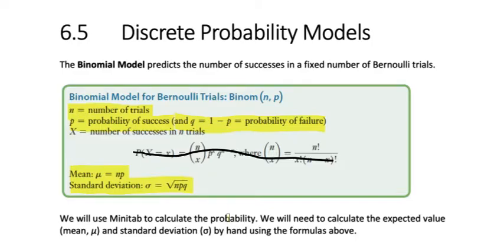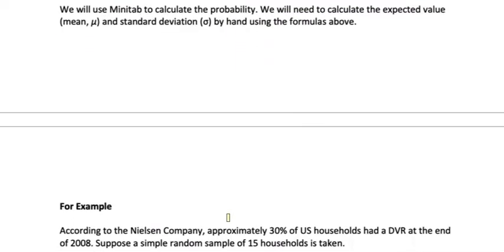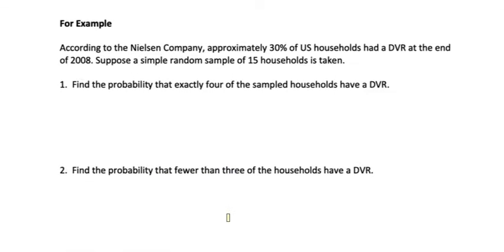So we're going to look at some examples here. It says, according to the Nielsen Company, approximately 30% of U.S. households had a DVR at the end of 2008. And we're looking at a simple random sample of 15 households. So the total number of trials, often the total number is going to be a sample size, the total number of whatever it is in your sample. That's going to be 15. So that's going to be my value for n. And my probability is 30%, or 0.3.